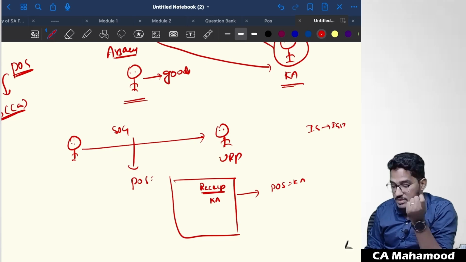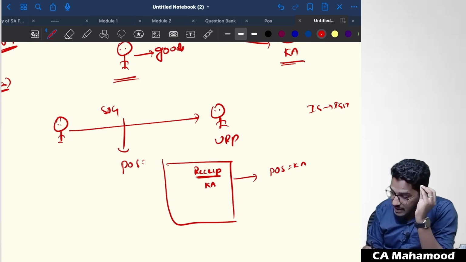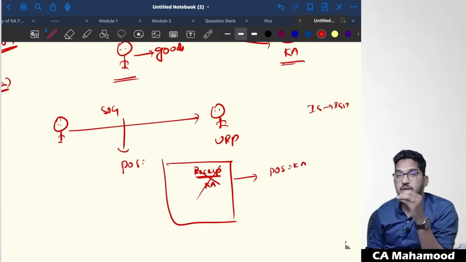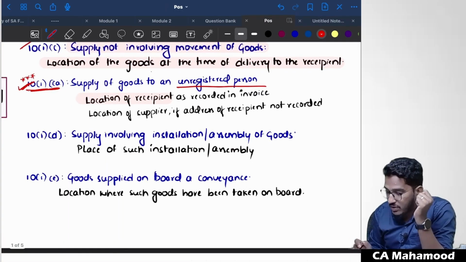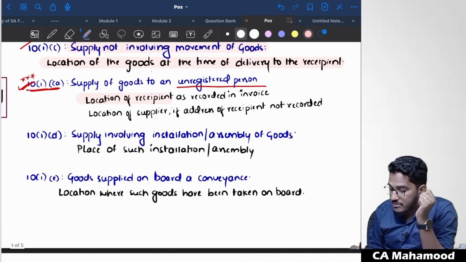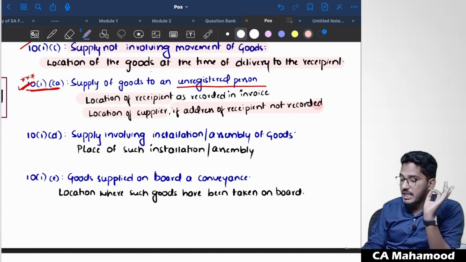But you might get a doubt, sir: the supplier in Assam whoever is giving this invoice, in that invoice there is no address of the recipient getting recorded. In the invoice, the recipient's address is not there. Then what needs to be done? For that also they have told, in case the recipient's address is not recorded in the invoice, then the location of the supplier will be the place of supply. Location of the supplier will be the place of supply.